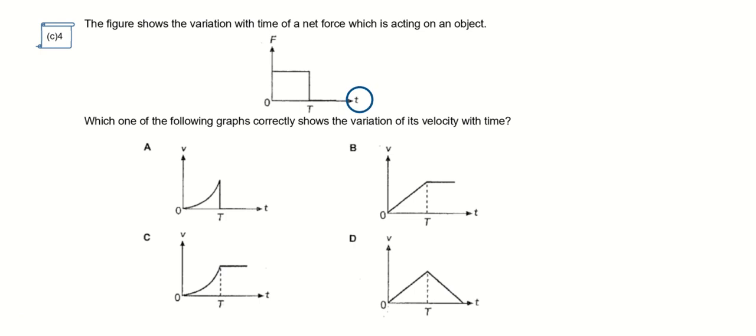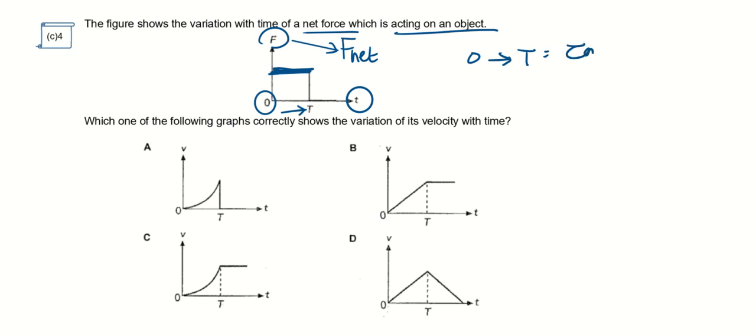So this is time of a net force. So this is actually F net. Okay, so this force is F net, which is acting on an object. And we see that from time 0 all the way to time t, we have this constant value of F net. So from 0 to t, we have constant F net.